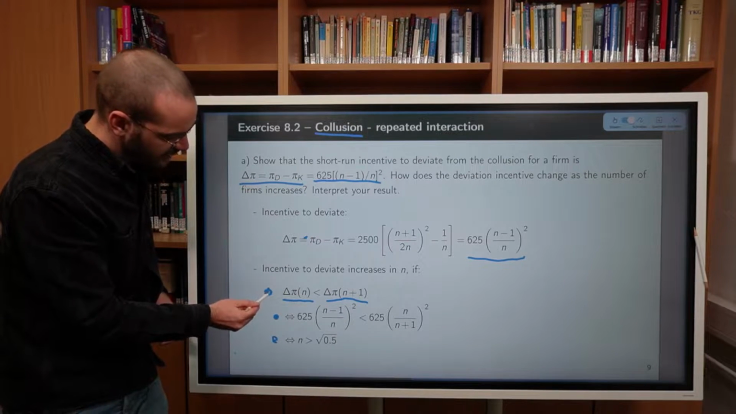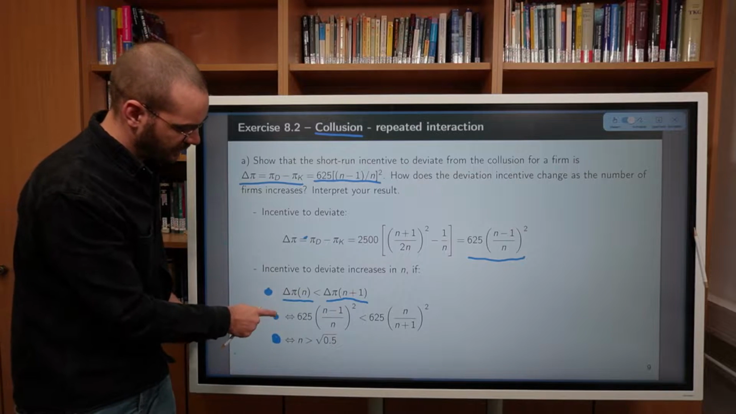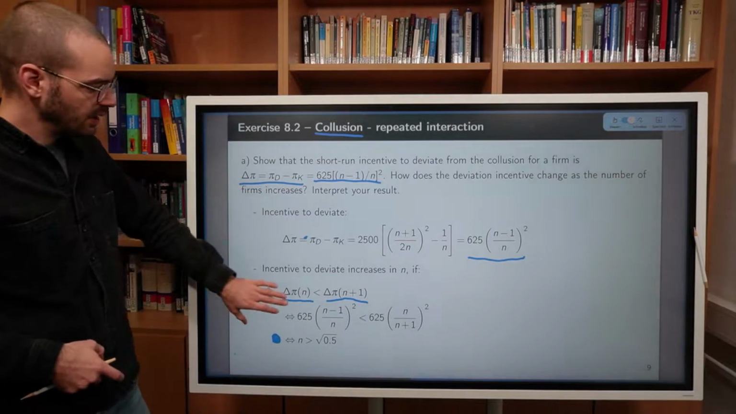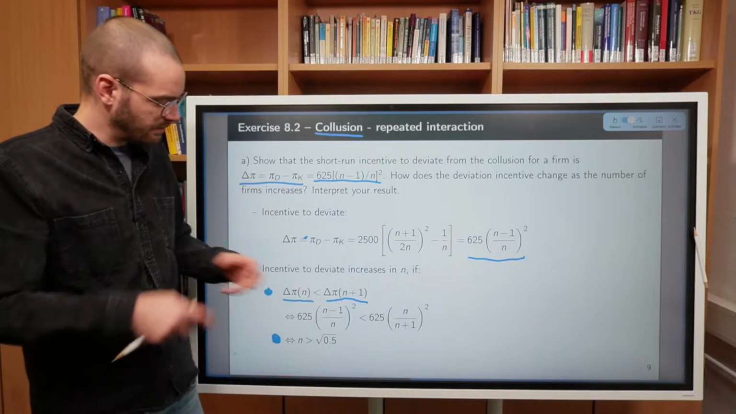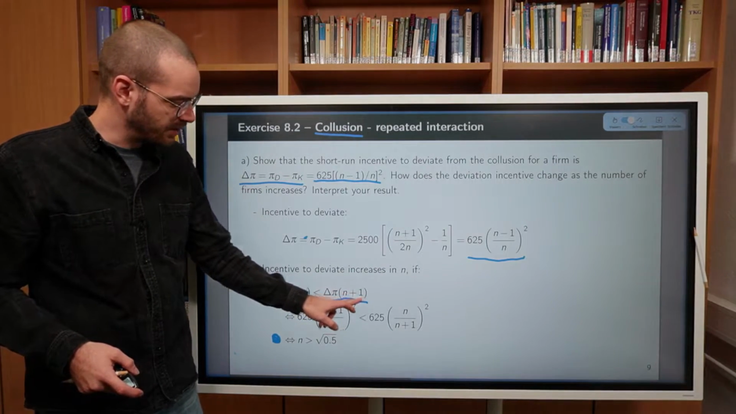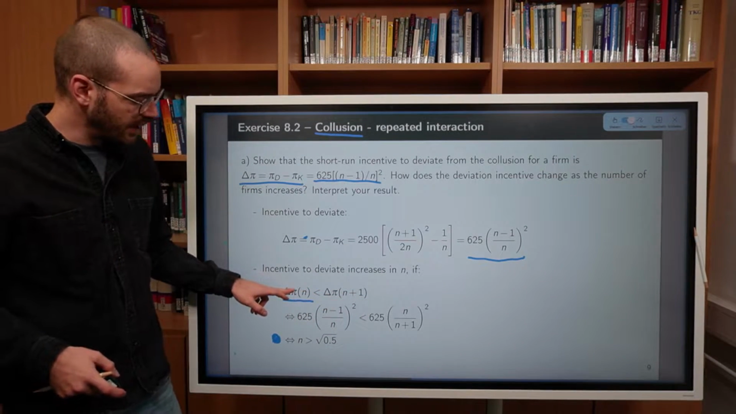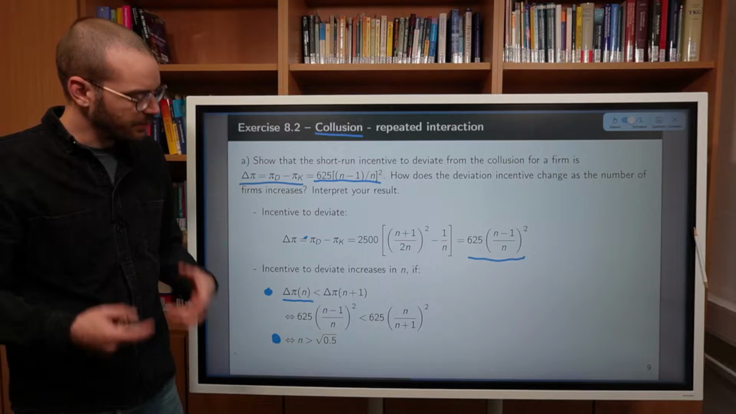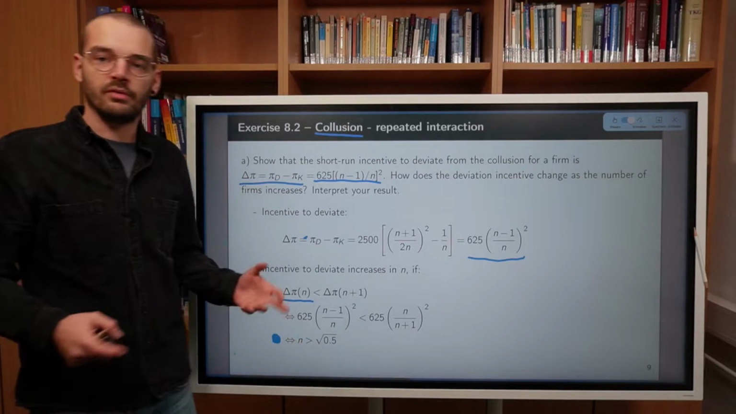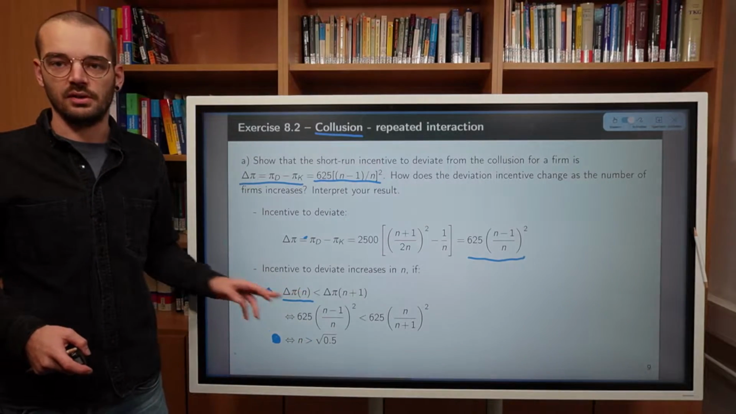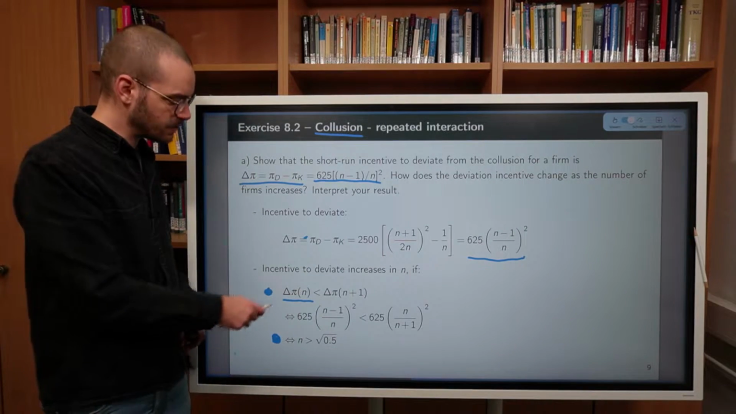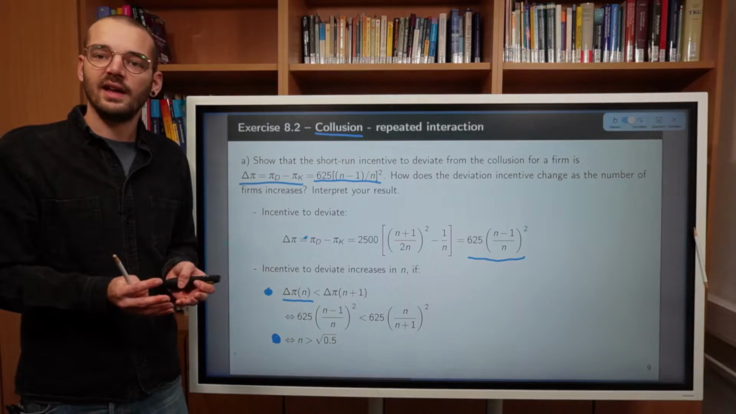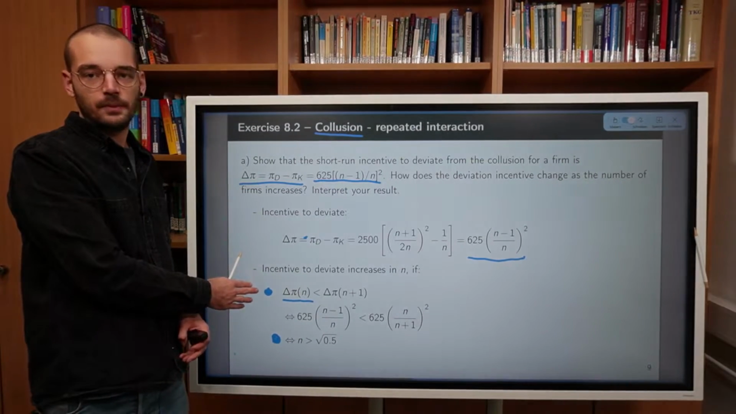If this expression up here is true, then this expression down here is true, right? That's mathematically, conceptually what's going on here. We wanted to show that the incentive to deviate is larger for n plus 1 than it is for n. And what we have shown here is that for any number of firms n larger than the square root of 0.5, this expression is true. So we started with an expression, and now we found the condition, the interval of n for which this expression up here is true.